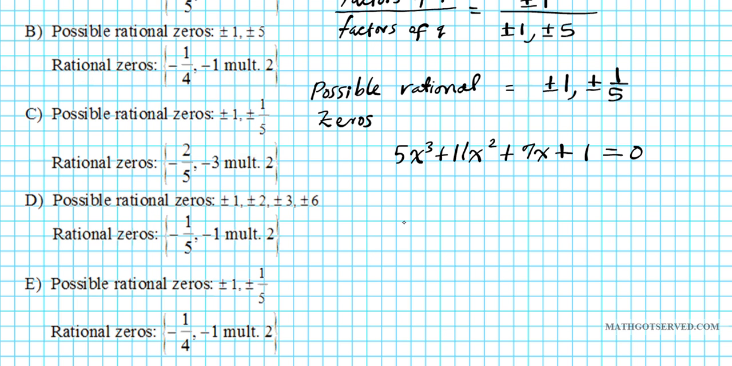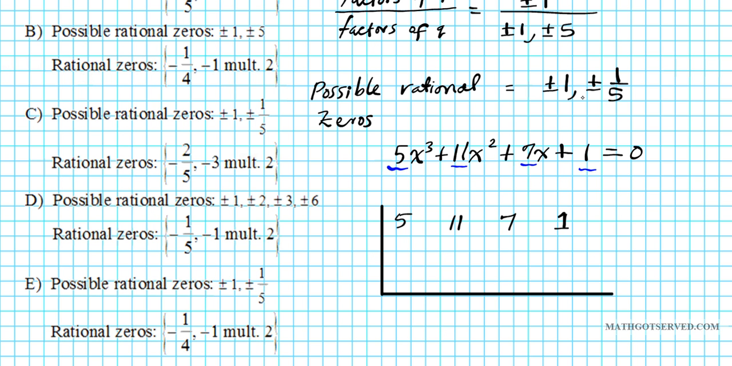Whichever gives me a remainder of 0, by the remainder theorem, we know for a certainty that that is in fact a root or a zero of the polynomial function or a root of the related polynomial equation. All right, so first thing we're going to do is make sure we are missing no terms. No terms are missing, so we do not need a placeholder here. We'll extract the coefficients, and that yields 5, 11, 7, and 1.